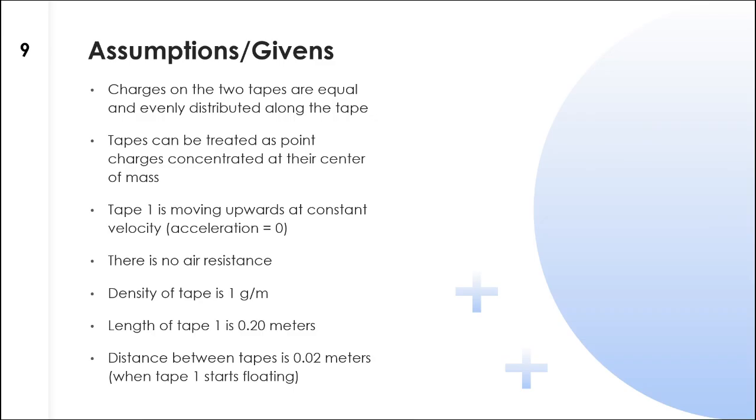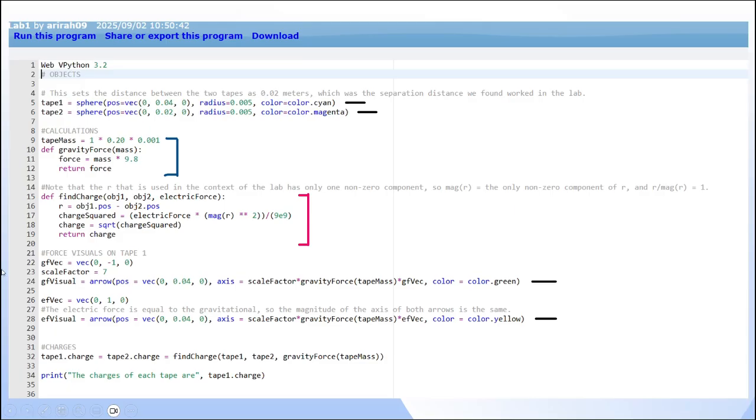The assumptions and givens are that the charges on both tapes are equal and evenly distributed, so tapes can be treated as point charges with their charge concentrated at the center of mass, and then all the givens from the experiment still hold true. My code here shows that I create two objects, tape 1 and tape 2, which are spheres, so point charges, and then I set their positions so that the distance between them is still 0.02 meters. I find the mass of the tape, so that's still length times density.